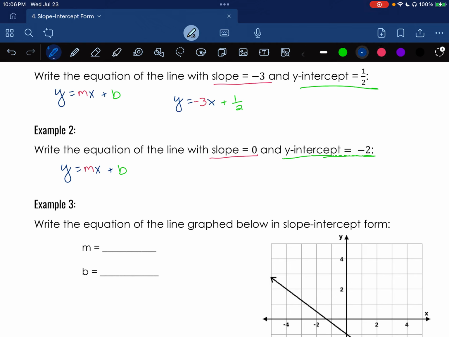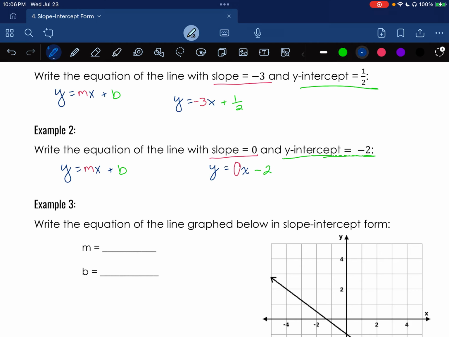All right, so when I plug in y is equal to, let me put 0 in for our slope, 0x minus 2. Well, what happens when I multiply x by 0? It's just going to become 0, right? So my equation will actually look like y equals -2.